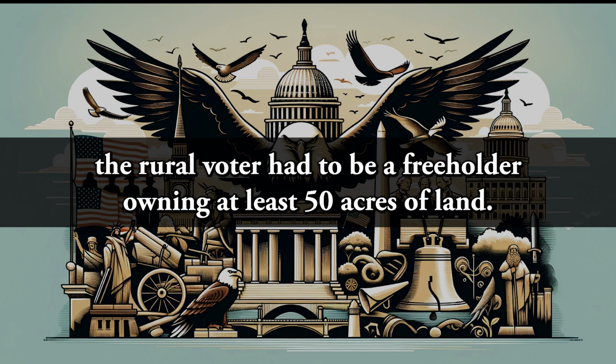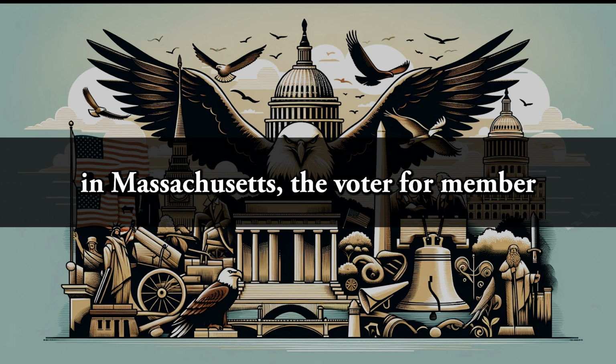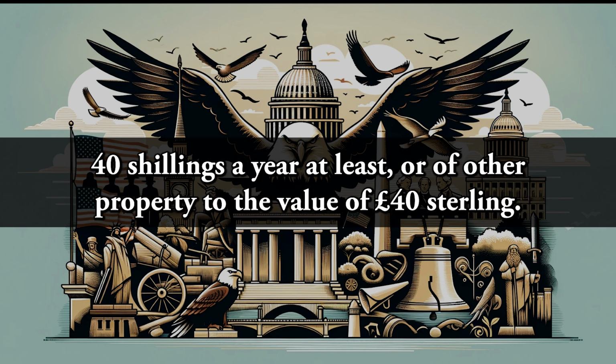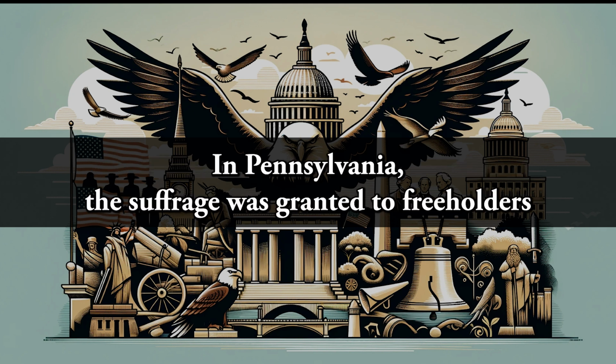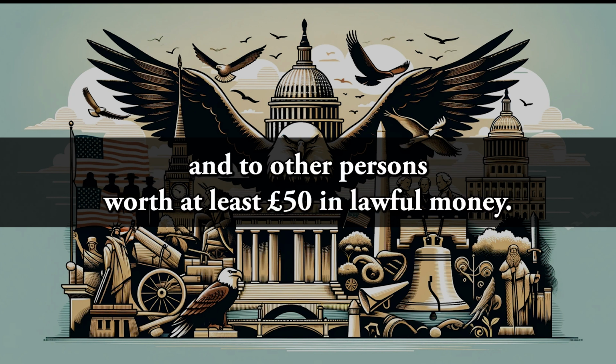In Virginia the rural voter had to be a freeholder owning at least 50 acres of land, if there was no house on it, or 25 acres with a house 25 feet square. In Massachusetts the voter for member of the Assembly, under the charter of 1691, had to be a freeholder of an estate worth 40 shillings a year at least, or of other property to the value of 40 pounds sterling. In Pennsylvania the suffrage was granted to freeholders owning 50 acres or more of land well seeded, 12 acres cleared, and to other persons worth at least 50 pounds in lawful money.